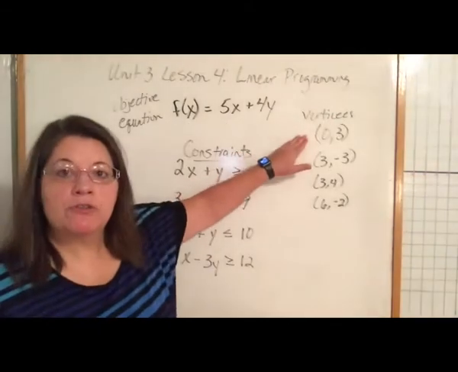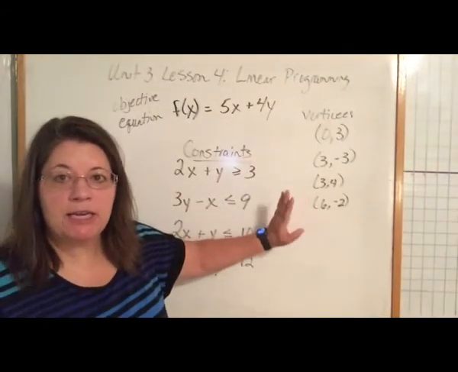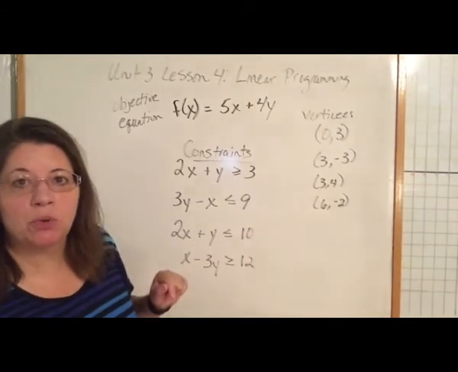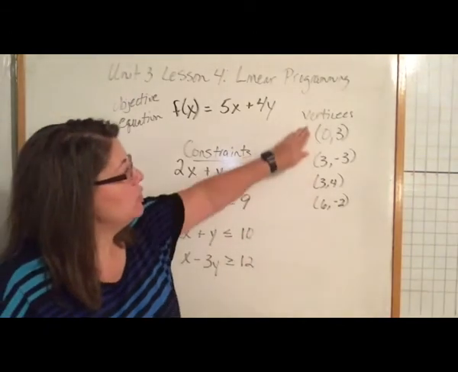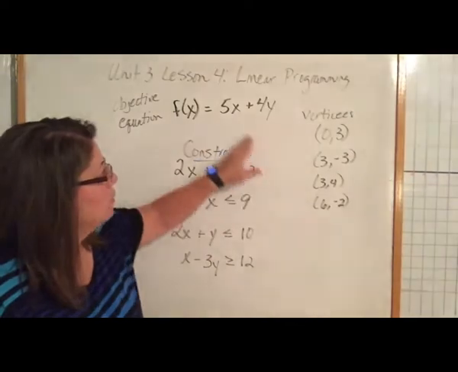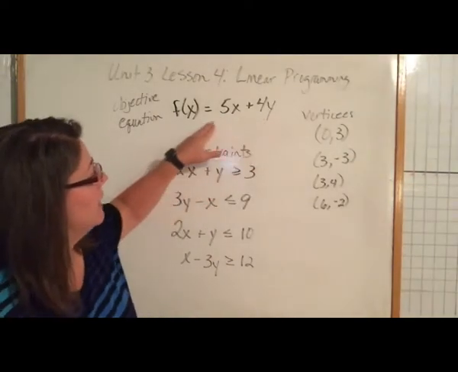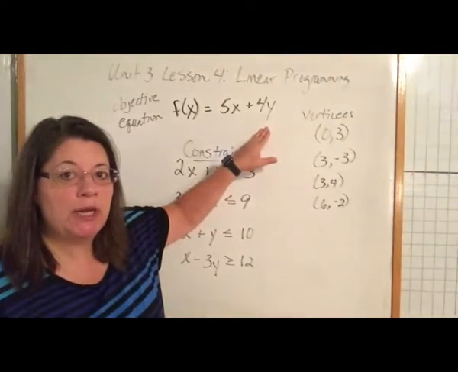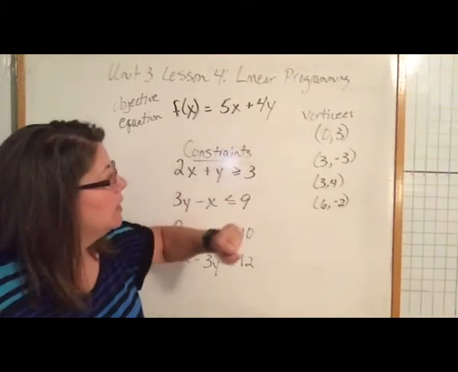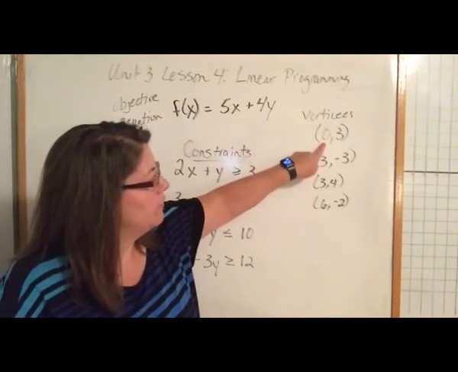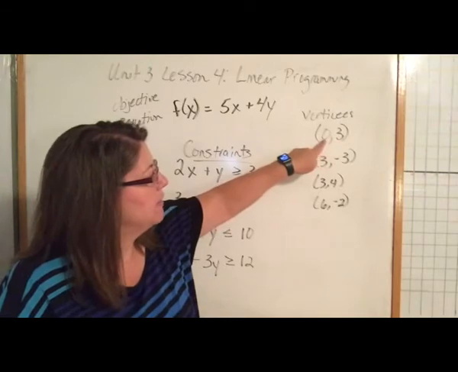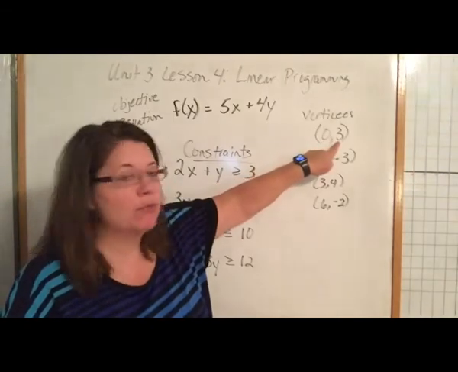So I've written down my vertices that I took from Desmos. They're not in any particular order. It really doesn't matter what order you put them in. And I'm going to use those vertices and plug them into my objective equation to get a number. For this one, if my first vertex is (0, 3), I'm going to plug 0 in for x and 3 in for y.